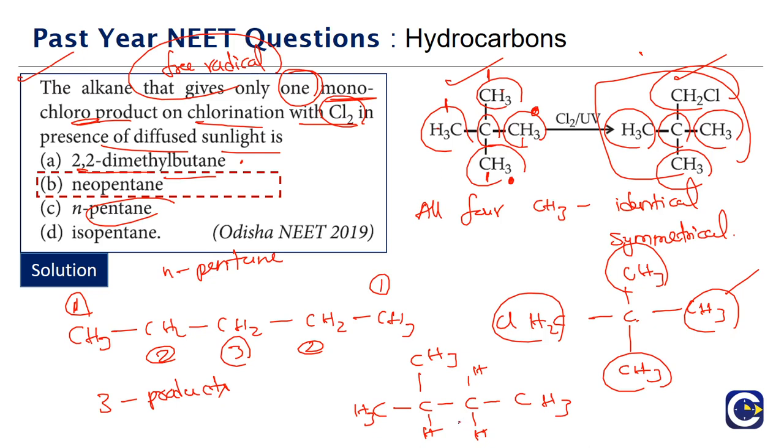This is isopentane. Let's number the carbons. 1 and 1, these two are identical. This is 2, and this is 3, and this is 4. So we can check here. We will get 4 different types of monochlorination products. So the correct answer for this is what? Option B, which is neopentane.